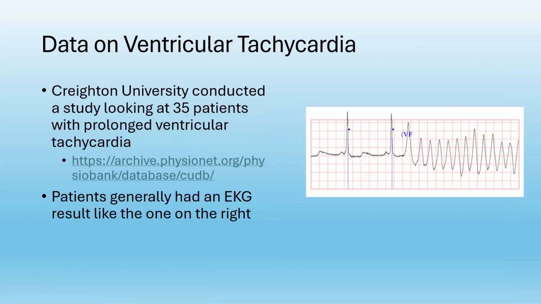Some data behind ventricular tachycardia I found was from Creighton University. They conducted a study looking at 35 different patients with prolonged ventricular tachycardia, as well as other ventricular-based arrhythmias. If you want to look at that more, I have a link to it right there. What it showed was patients generally had an EKG result like the one on the right. As you can see, it only has that R wave going up and down, up and down, up and down after ventricular tachycardia occurs.